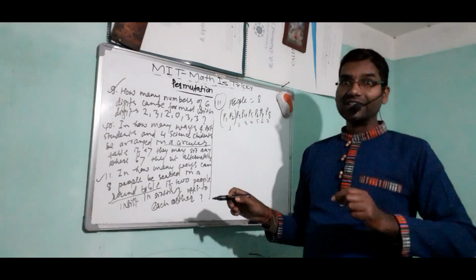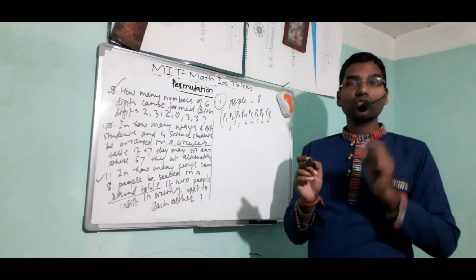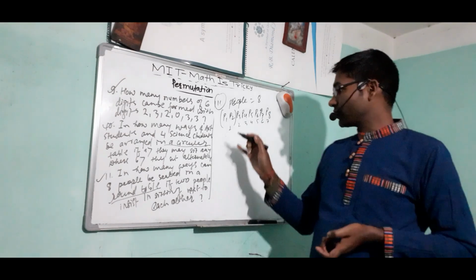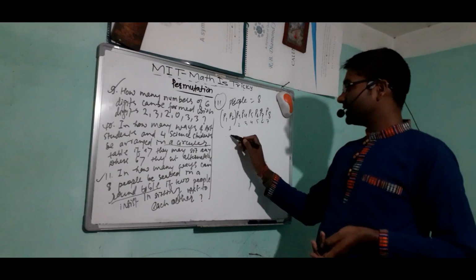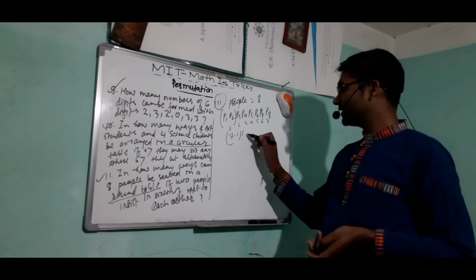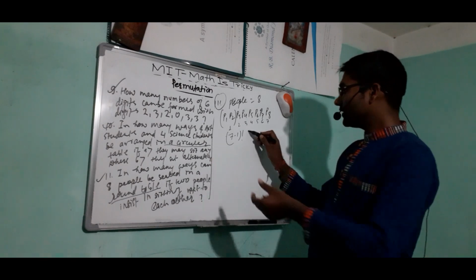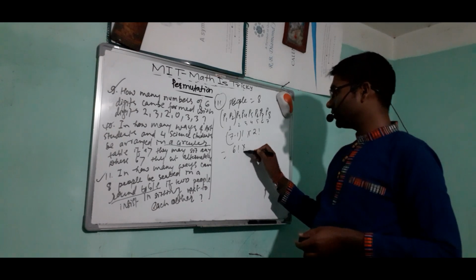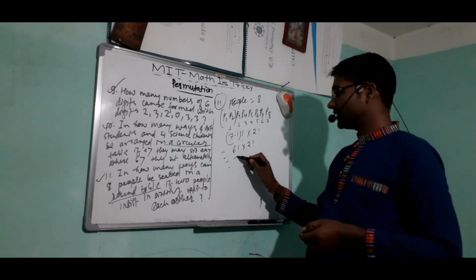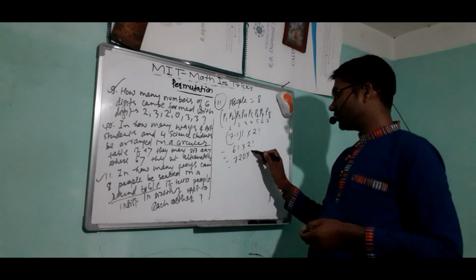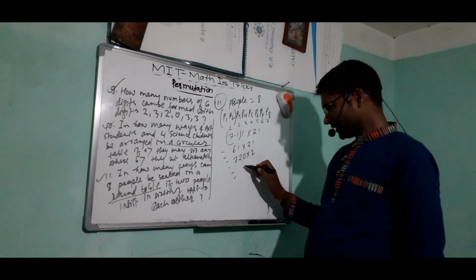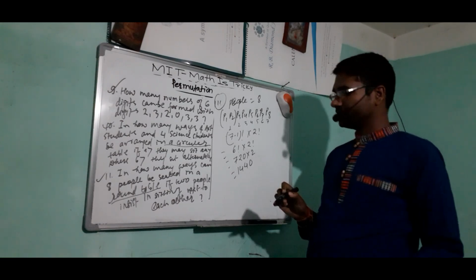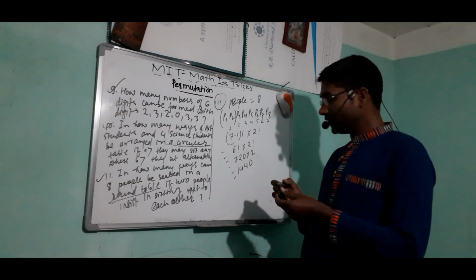Remember, note down: always in the case of circular arrangements, the total number of ways will be n minus 1 factorial for n objects. So for 7 people, they can sit in 7 minus 1 factorial. But these 2 people can change their position in 2 factorial ways. So it will be here simply 6 factorial into 2 factorial. 6 factorial is here 720 into 2. Answer will be simply here 1440.